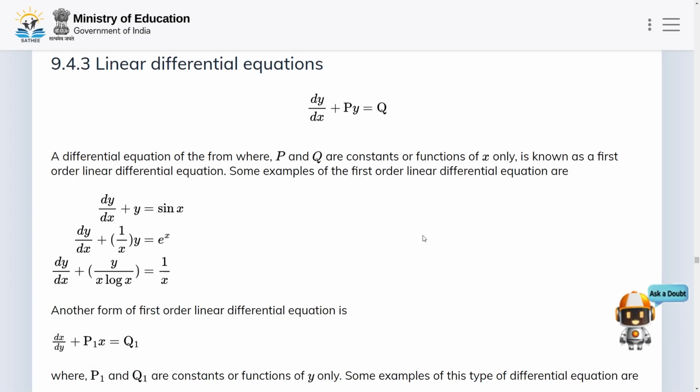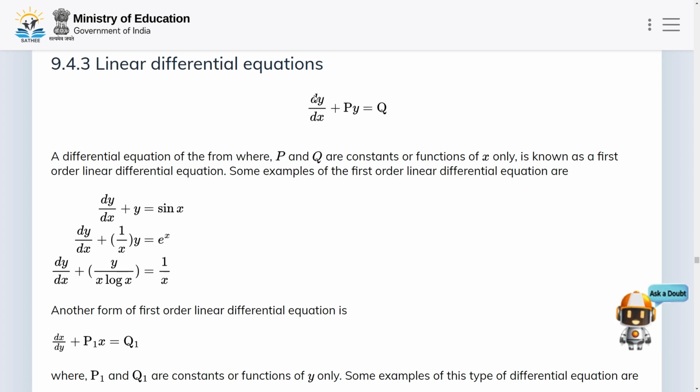In today's session, we will be seeing about linear differential equations. What are linear differential equations? If our differential equation is given in this specific form, y prime or dy/dx plus py is equal to q, where p and q are either constants or some function of x only, it is known as a linear differential equation, a first order linear differential equation.